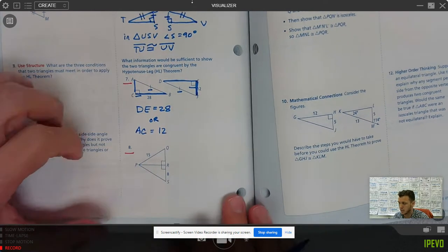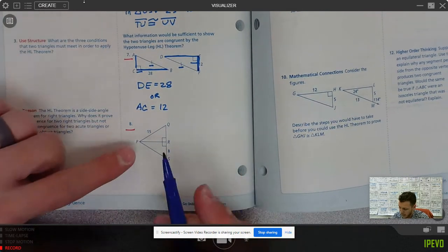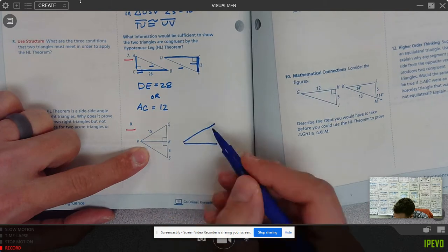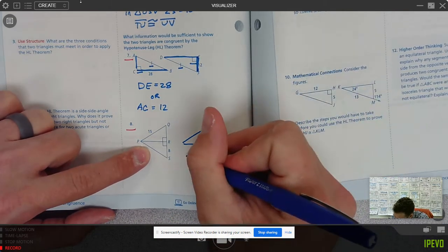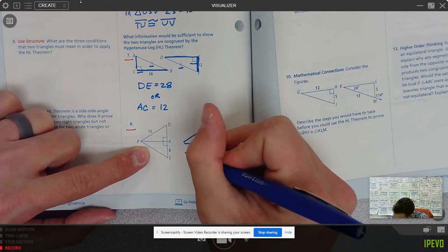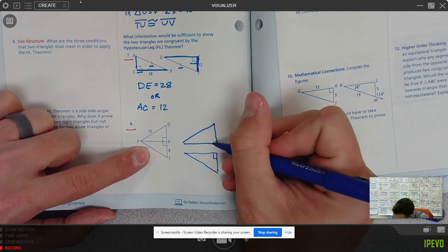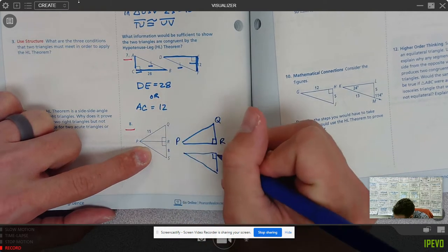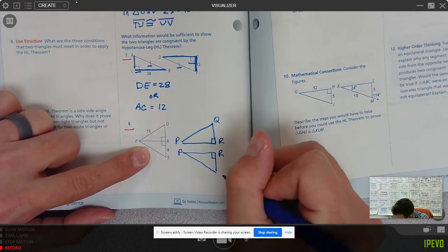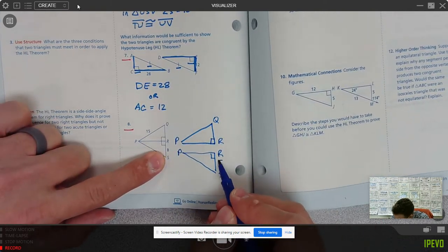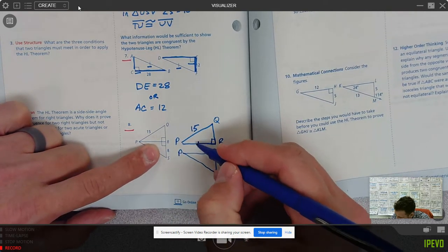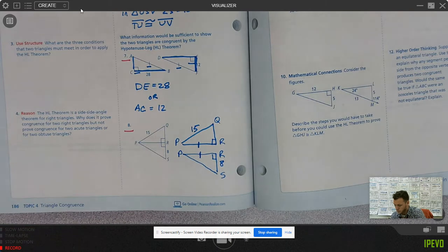Okay, and the last one here, once again, I'm going to go ahead and split these up just to get a better idea of what information we already have. So it says both of these are 90 degrees. This is QRP. This is RPS. It says this segment is 8. This is 15. They share a side, so these are congruent. Okay, so they're both right triangles.